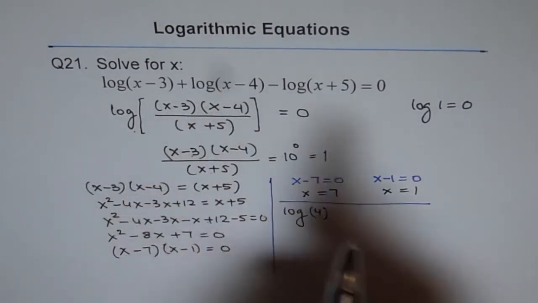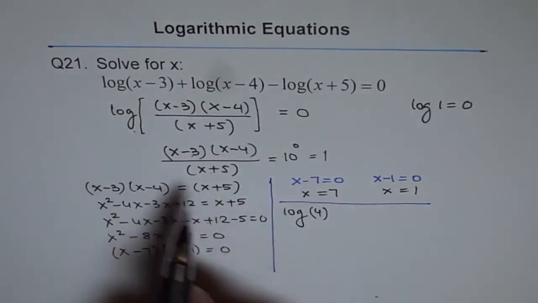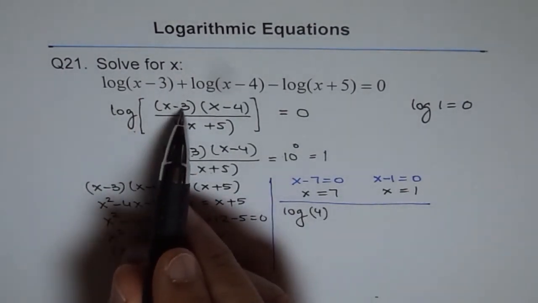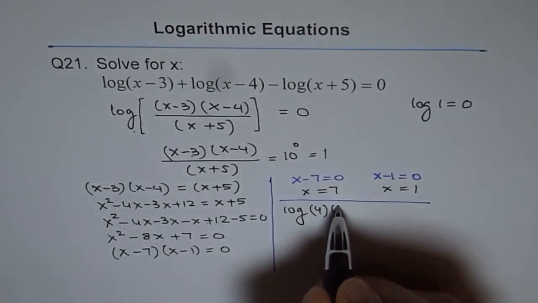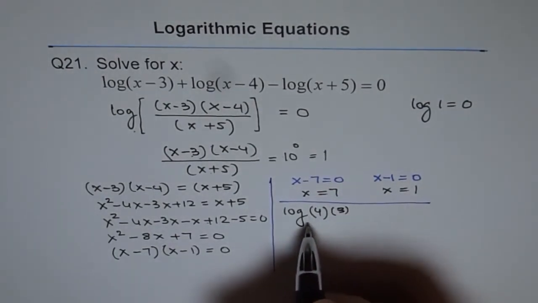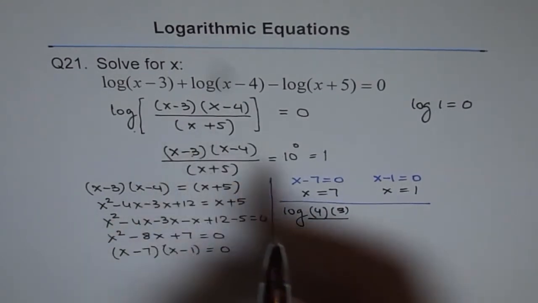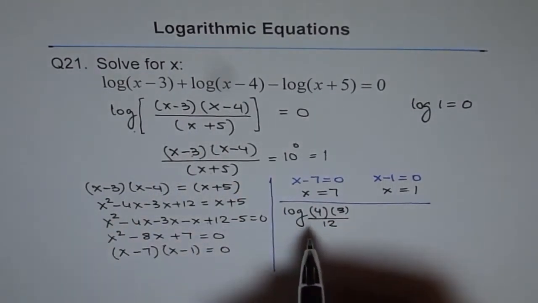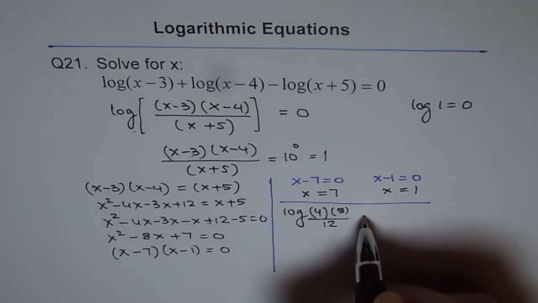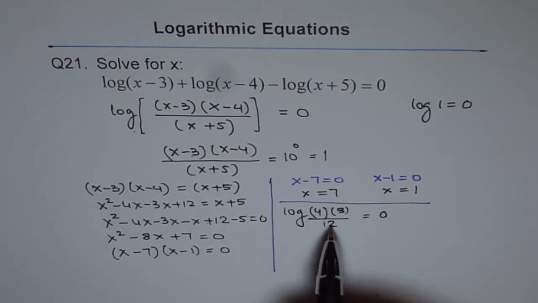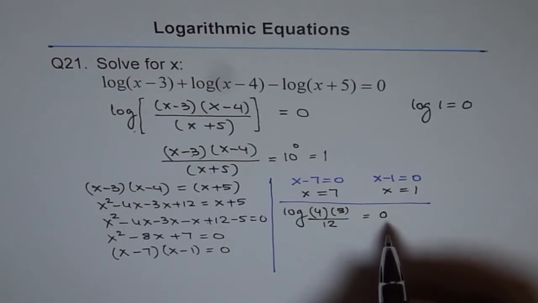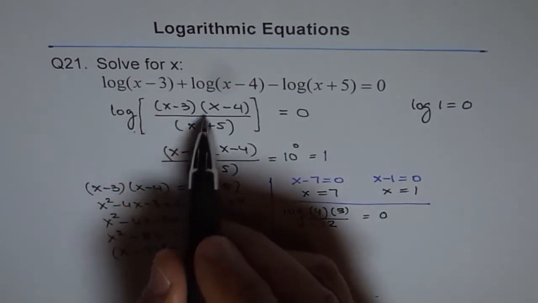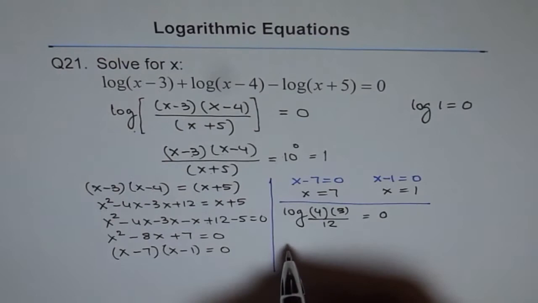Let me put them here, and then we can say, well, log of 7 minus 3 is 4, and then 7 minus 3 is 4, divided by 7 plus 5 is 12, right? So that is what we get, which clearly is 0, right? 12 divided by 12 is 1, and we get the right answer. So that is perfect. Now, why I'm not checking from here, I'll give you a reason just now.